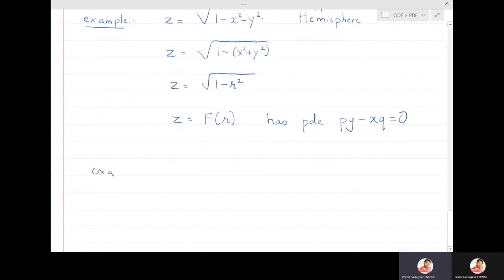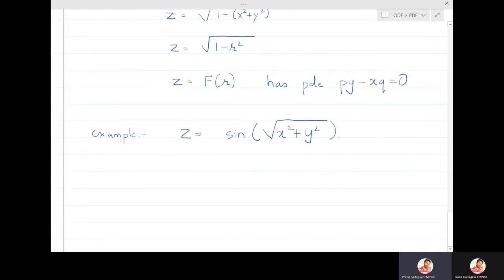Suppose I'm taking a surface z is equal to sine of square root of x square plus y square. Now this is again an interesting surface, which is z is equal to, say, sine r. So directly this surface fits in the form z is equal to f of r, and this also has PDE py minus xq is equal to 0.